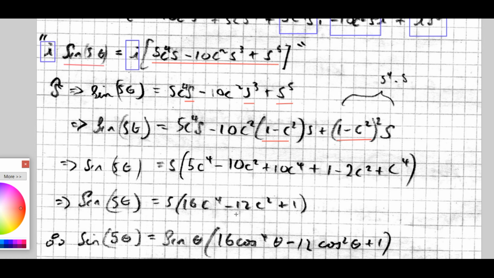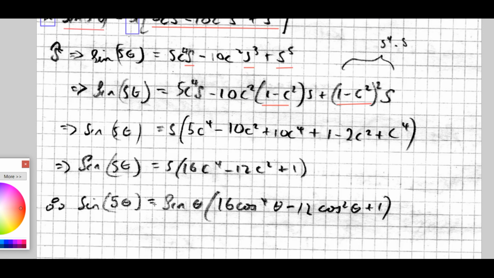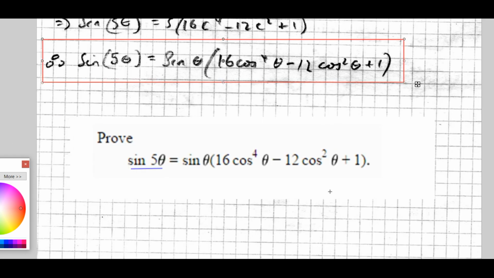And as a result, I am left with this situation where these are all in terms of cos. With a little simplification, we can have 16 cos to the power 4 minus 12 cos squared plus 1. And further, we can then expand it back out. Instead of using s and c for our own advantages, we can expand it back out to this, which is exactly how it is necessary to prove the following problem.